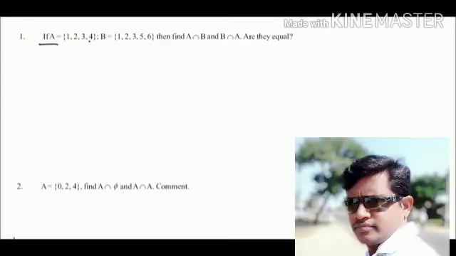Let's start with the first question. If A = {1, 2, 3, 4} and B = {1, 2, 3, 5, 6}, these are the sets A and B. Then find A intersection B. He is asking for A intersection B and B intersection A. Okay, so we start here.